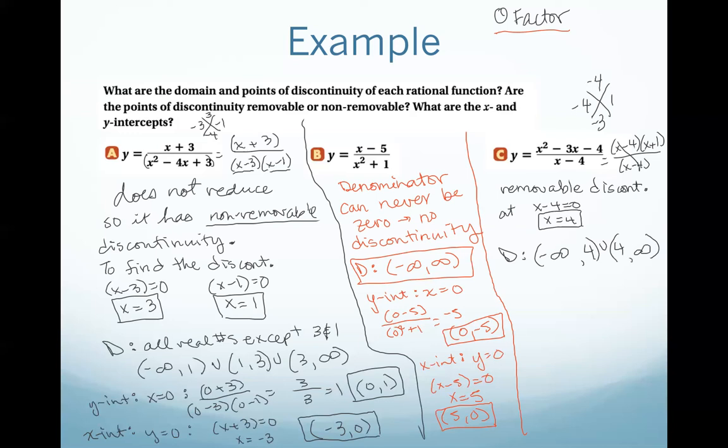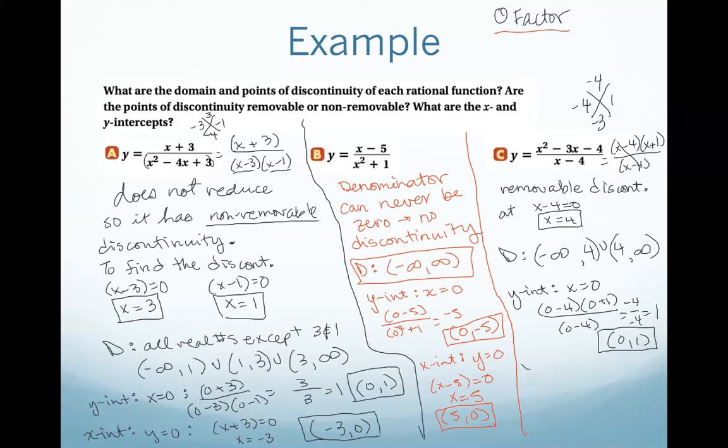Then we want to find our intercepts. To find the y-intercept, we set x equal to 0. I'm going to use factored form. You don't have to, but I think it's easier. Divided by 0 minus 4. So we have negative 4 times 1 is negative 4 over negative 4, which equals 1, giving us the point (0, 1).